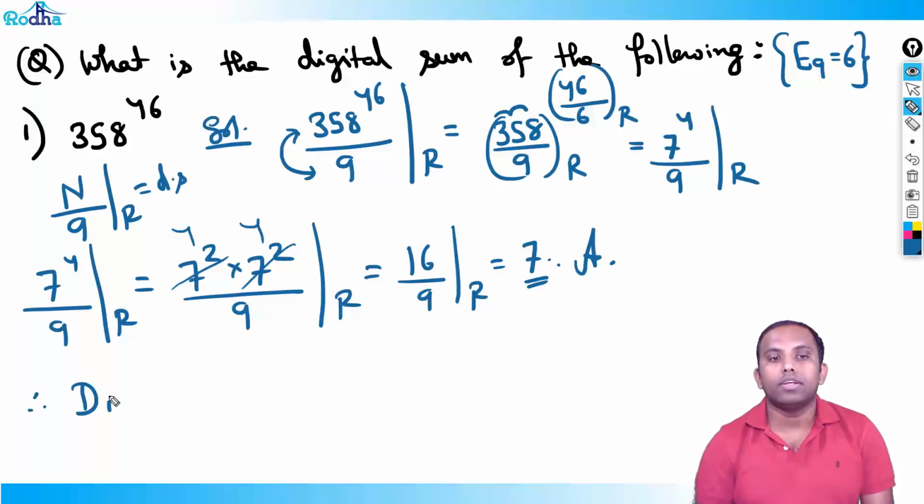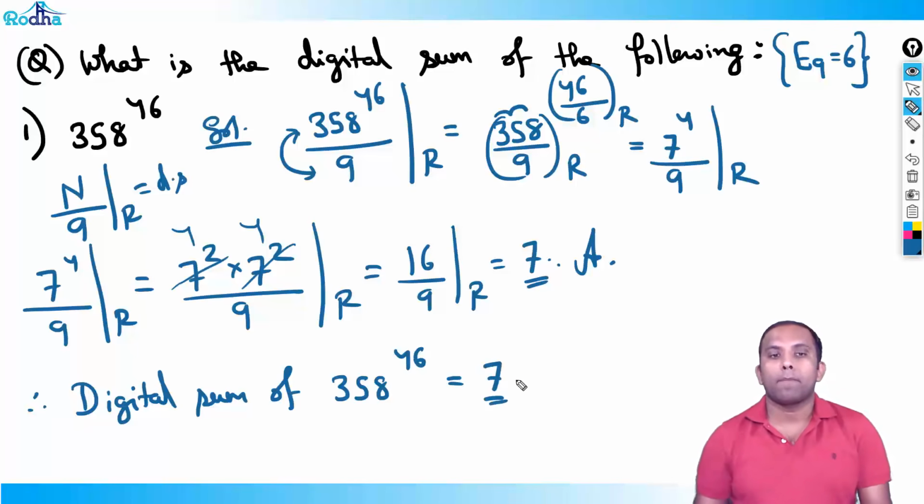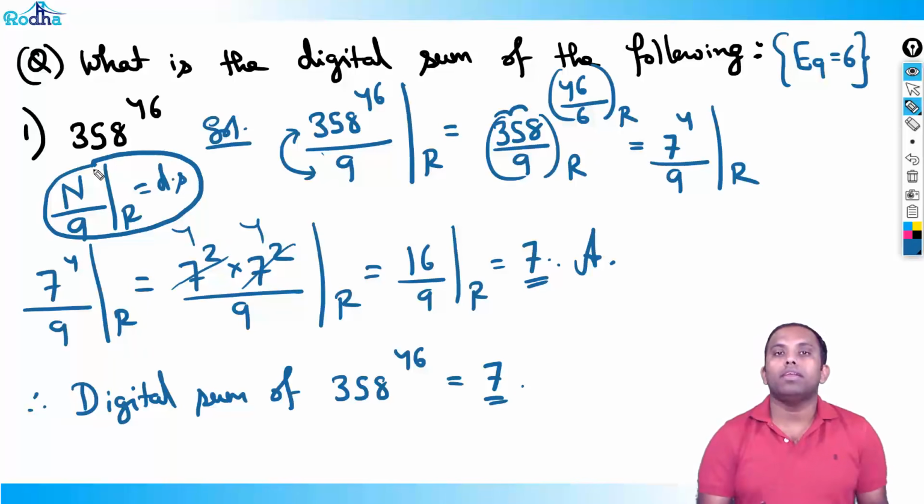Therefore, the digital sum of 358 raised to 46 is equal to how much? It is equal to 7 only. So how do you get a digital sum? Divide that number by 9. Any number divided by 9, taking the remainder, will give me the digital sum.